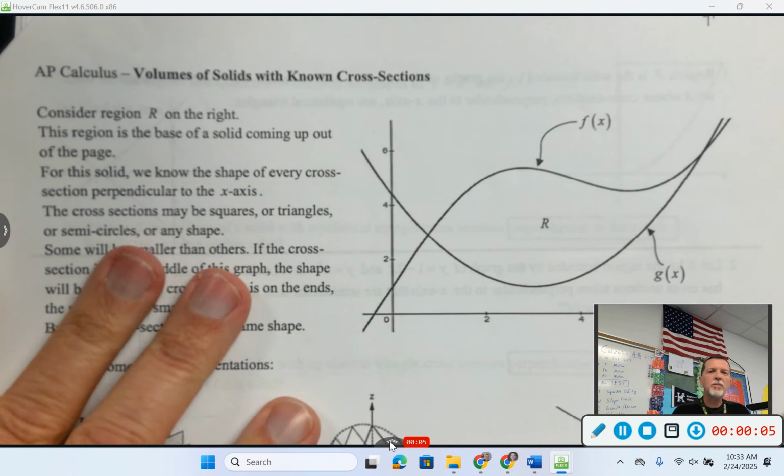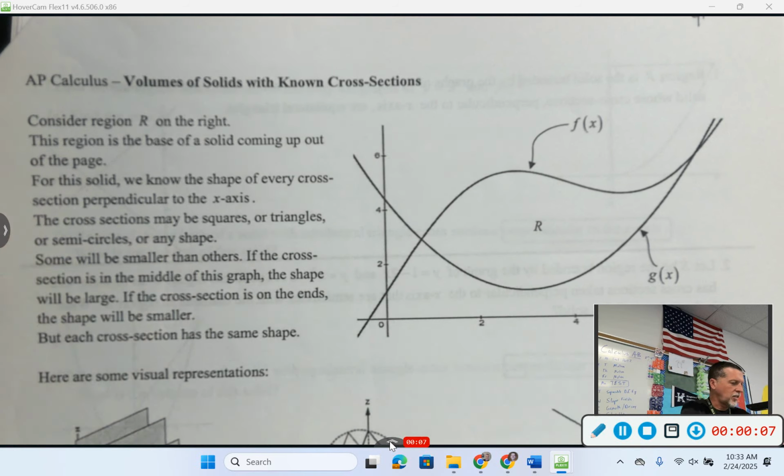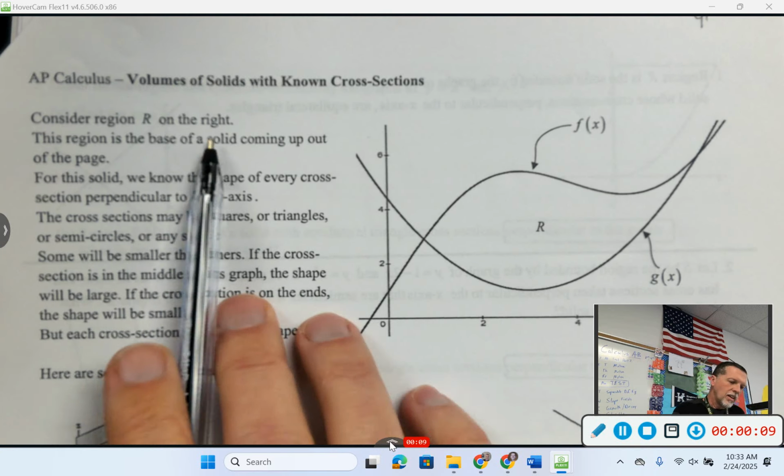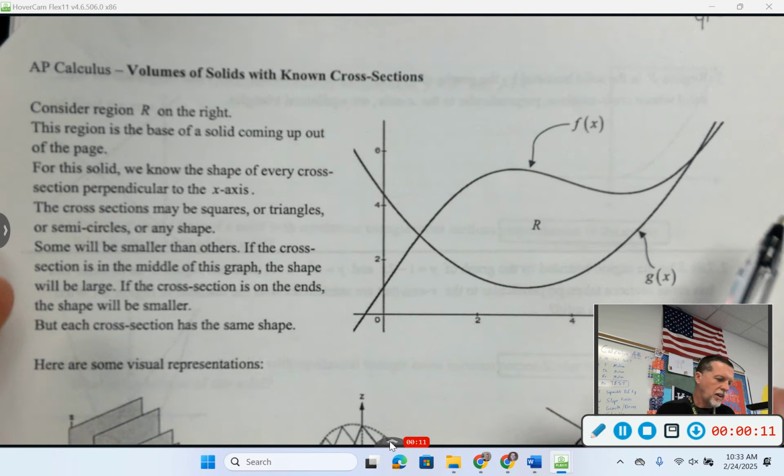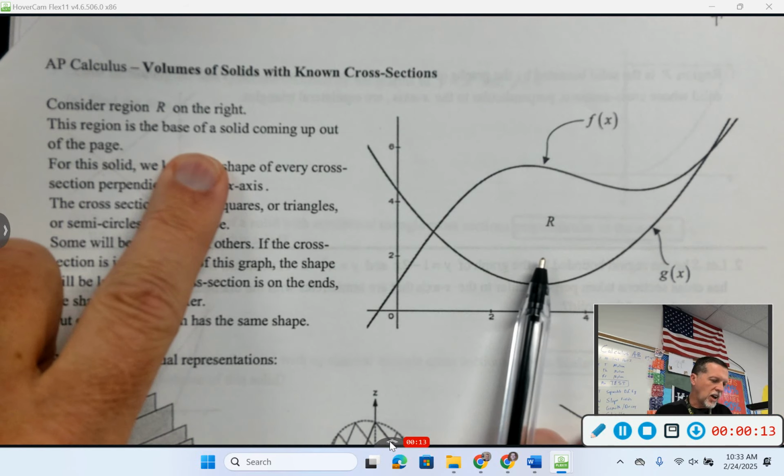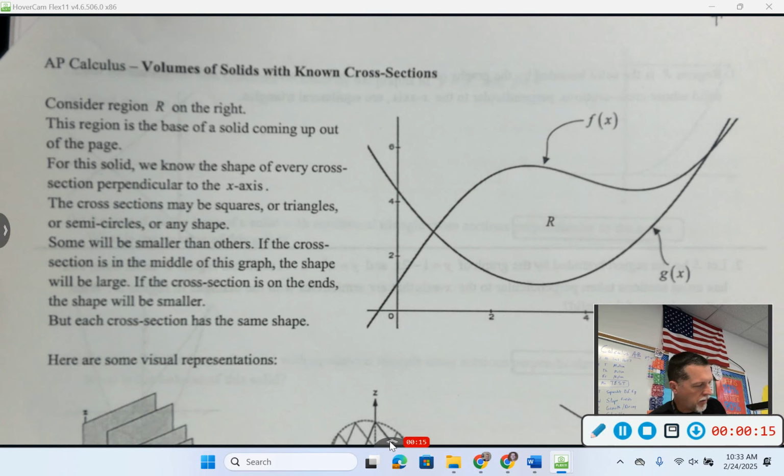All right, volumes of solids with known cross-sections. Consider R the region on the right. This region is the base of a solid coming up out of the page. Okay, so it's a two-dimensional figure right now.